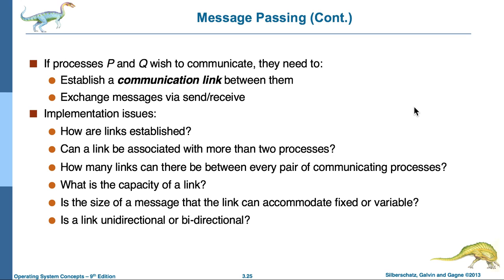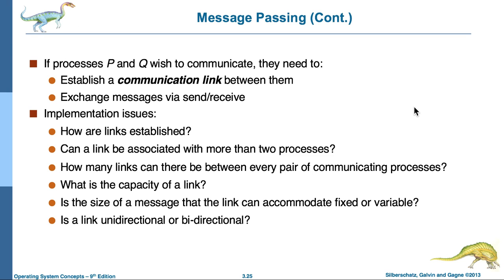Okay. So if we were to consider two processes, let's call them P and Q, that wish to communicate with each other using this message passing methodology, the first thing that needs to be done is a communications link needs to be established between them. And there are lots of different types of communication links. We'll get into that in a moment. And then the further thing we need to do in such a scenario is exchange these messages via a send-receive paradigm.